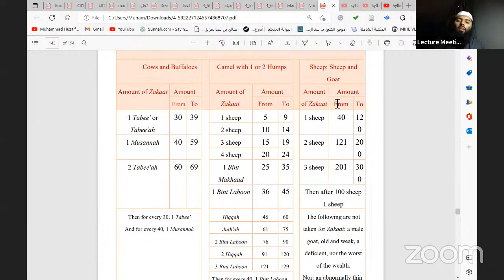So for example, you guys write in the chat right now. I'm going to give you numbers, and you tell me how many sheep I would have to give. If I had 199. Somebody said 3. No, it's not 3. It's 2. 199, we've not reached 200 yet. It's up to 200.